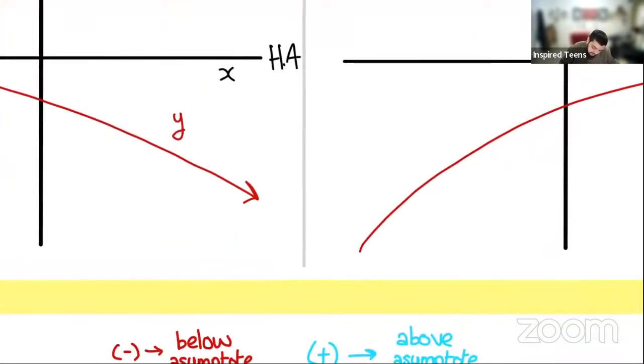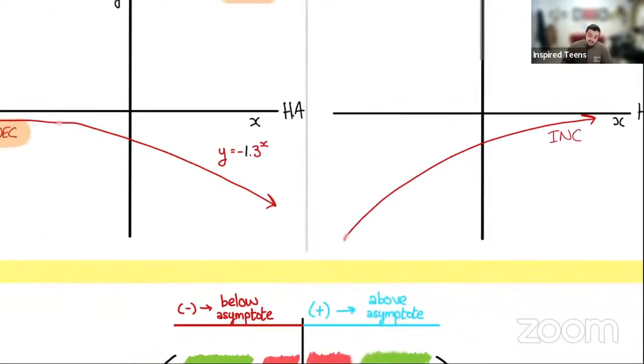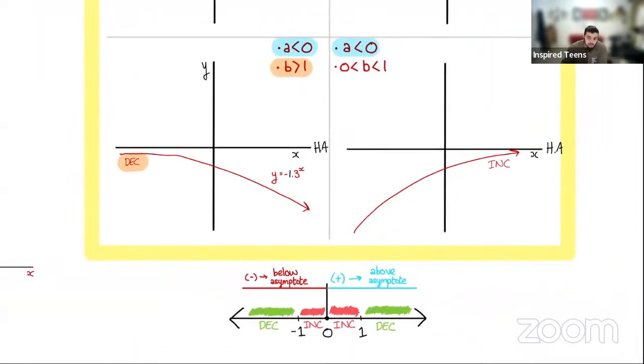So here an example of this is y is equal to negative 3 to the power of x. So A is what? A is negative 1 times 3. Always treat A differently. Negative 1 times 3 to the power of x. Okay, so that's what A is. So A is negative. A is less than 0. That's why it's below the horizontal asymptote.